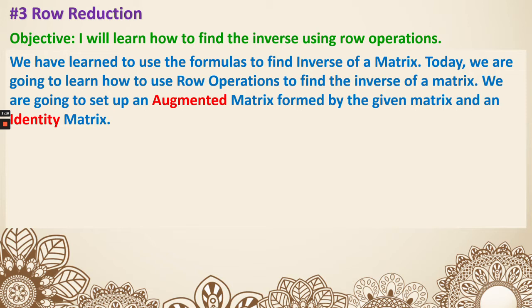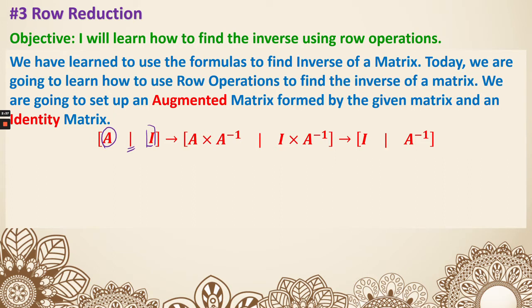We are going to set up an augmented matrix formed by the given matrix and an identity matrix. So here's how it looks. This is whatever matrix we are given. We're going to form an augmented matrix and put the identity matrix inside that same one. Now here's what could happen. If we actually multiply both parts by the inverse, the matrix times its inverse is going to give us a 1, which basically is going to be the identity matrix. And anything times the identity matrix is going to give us the inverse.